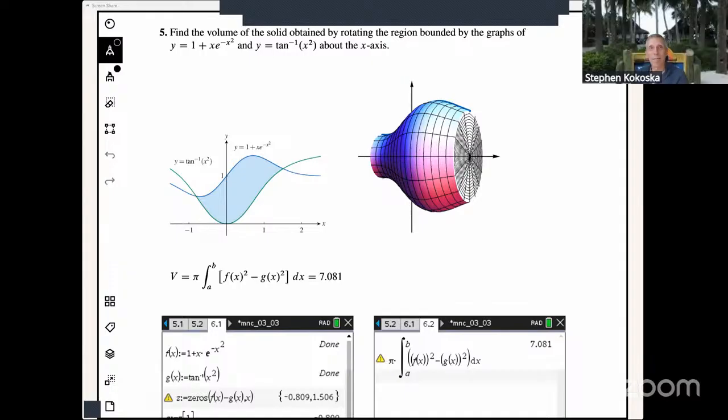Yeah. Okay. So let's see if we can find the volume of the solid obtained by rotating the region bounded by these two curves about the x-axis. Okay, let's see what we can do here.